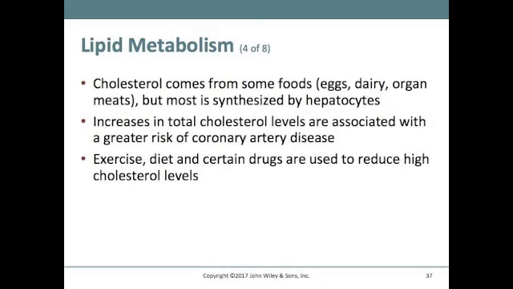Moving on to the next slide, cholesterol comes from some foods such as eggs, dairy, organ meats, but most is synthesized by the hepatocytes. Increases in the total cholesterol levels are associated with a greater risk of coronary artery disease. Exercise, diet, and certain drugs are used to reduce high cholesterol levels.